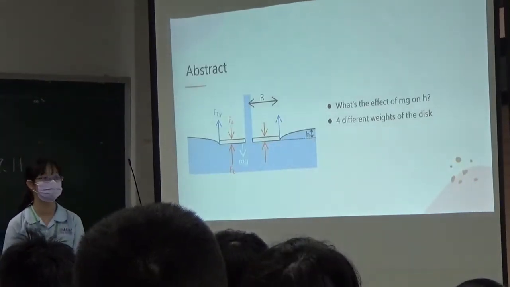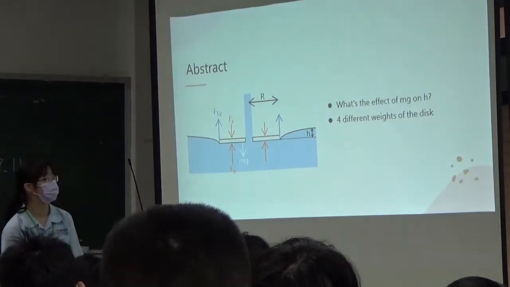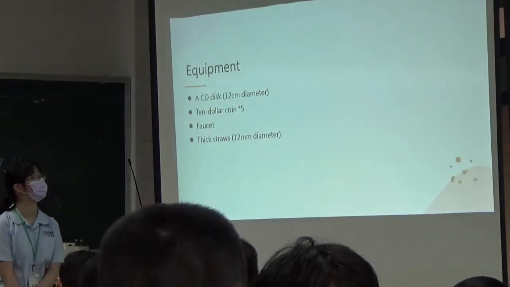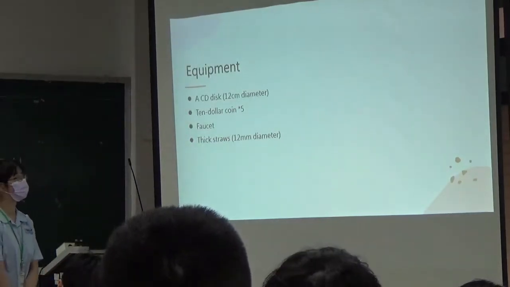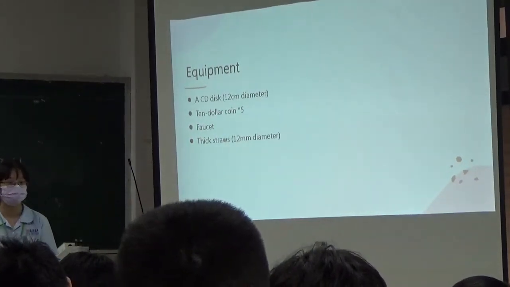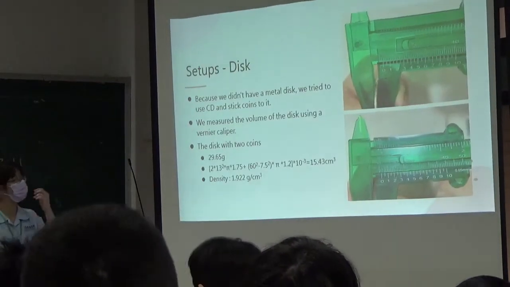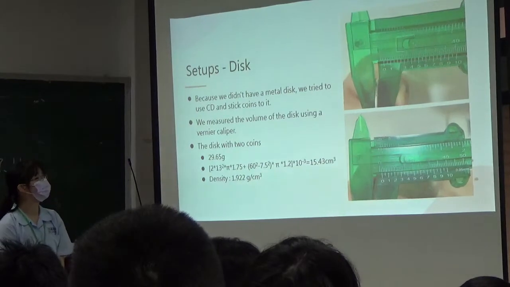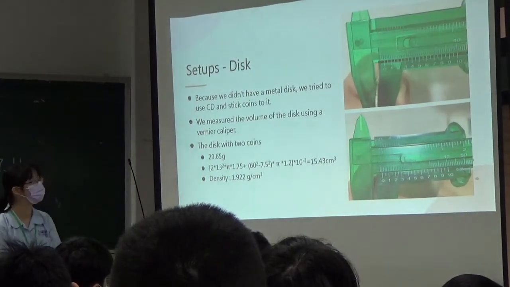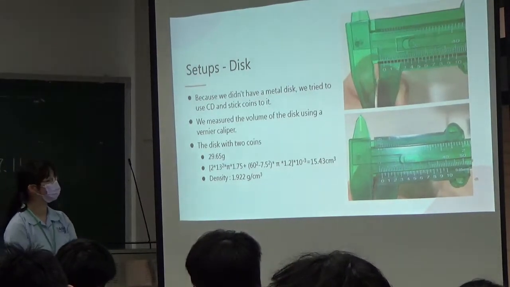And here's my experiment. We wanted to know the actual effect on h when we change mg. So we prepared 4 different weights of the disk. What we need is a CD disk and 5 ten-dollar coins, the faucet which provides the vertical water jet, and 1 big straw. And here are some setups. Because we didn't have a metal disk, we used a CD and stuck coins on it. We measured the volume of the disk using a vernier caliper.